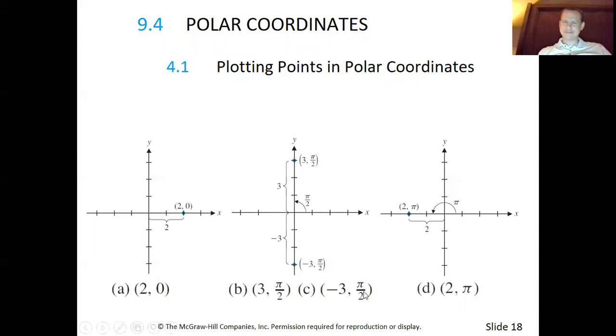Now, what's the difference here? The angle is still pi over 2, so I should still be up here. When you have a negative radius, basically you flip it across the origin. So if this is where it is for 3, pi over 2, then a radius of negative 3 at pi over 2 would be the exact same point, but flipped across the origin down here. So this would be negative 3, pi over 2.